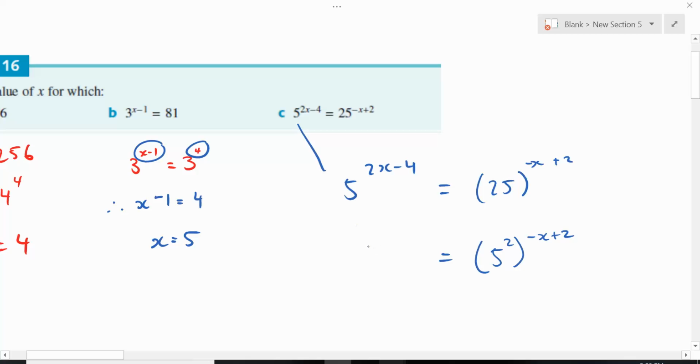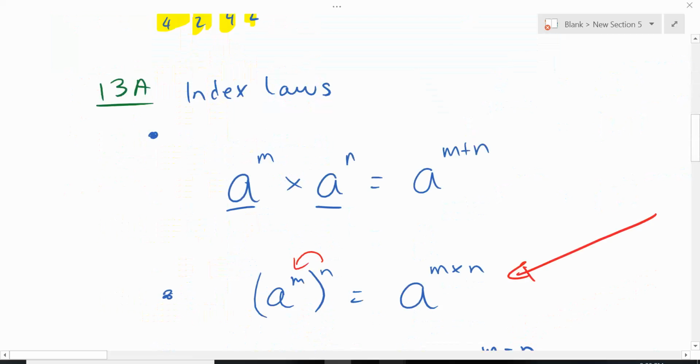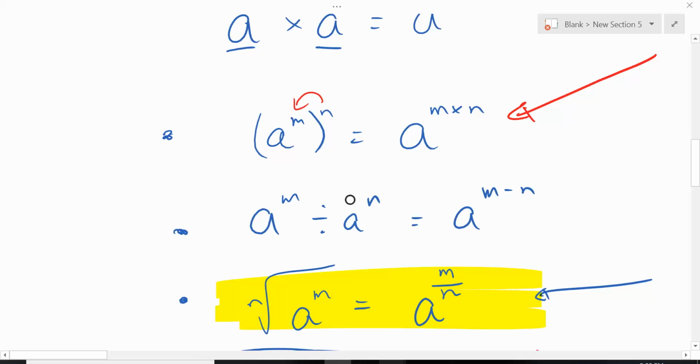And on the left-hand side, I still have 5 to the power of 2x minus 4. Now, this is what I mean. 13a, 13b. What rule can I use right here? When you have the brackets, you got a power on the outside. What was the rule again? What can you do to the powers? You times them. That was the rule that we wrote over here. You said a to the power something, but you can put it all in brackets to the power something, you times the powers.